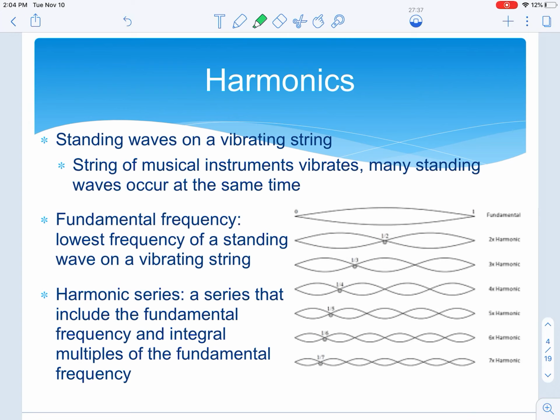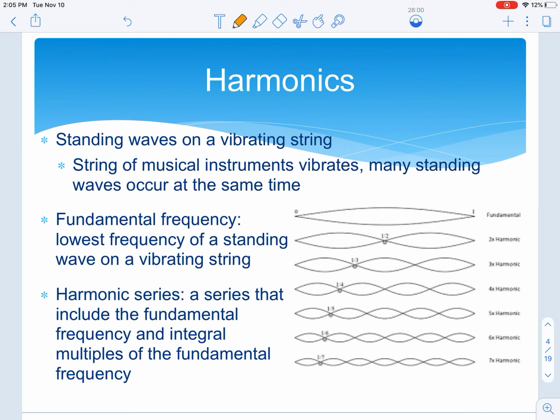So it says standing waves on a vibrating string. This is what we're looking at. And again, we can analyze the motion of a string to get a better understanding of what is happening within the molecules of things that maybe we cannot see. So here we can talk about vibrating an actual string. Maybe think of a guitar or some sort of stringed instrument.